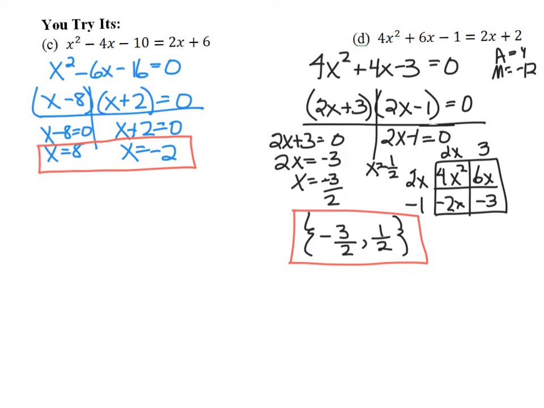For part D, after rearranging my terms, I got the equation 4x squared plus 4x minus 3 equals 0. I used the box method to do my factoring, where I wanted to add to equal 4 and multiply to equal negative 12. So that tells me that my combination is going to be a 6x and a negative 2x. I put those in my box, I factored, and I ended up with the factors 2x plus 3 times 2x minus 1. When we set each factor equal to 0, the solutions turn out to be negative 3 halves and positive 1 half.